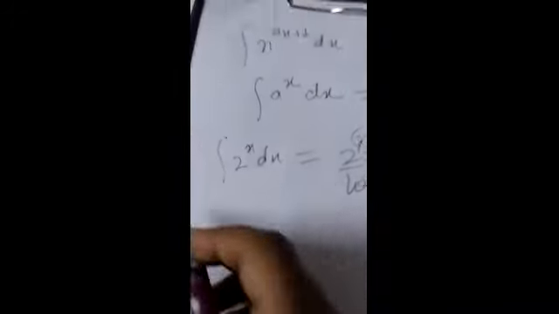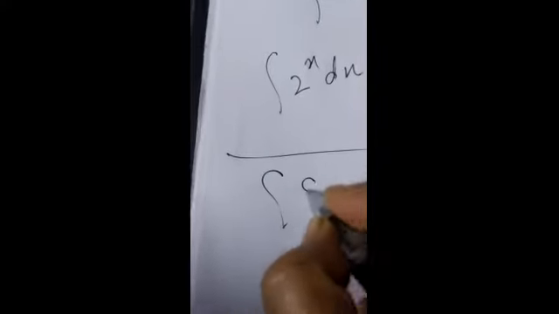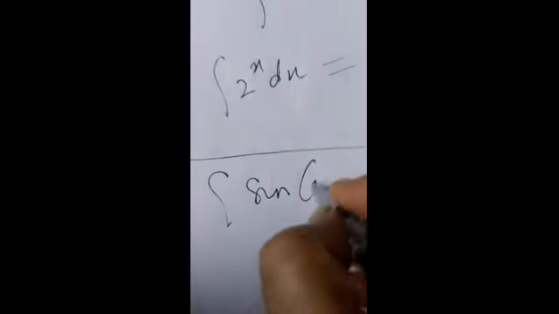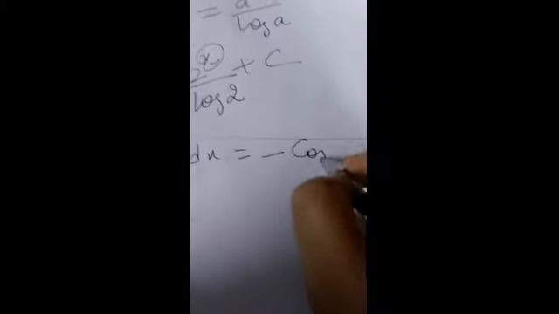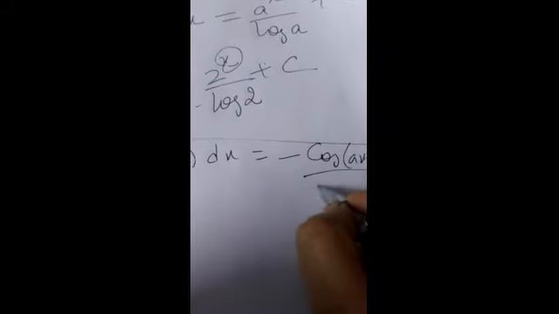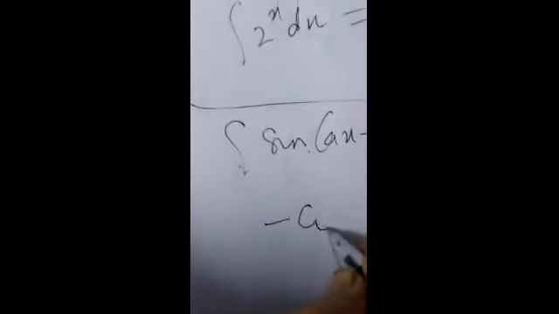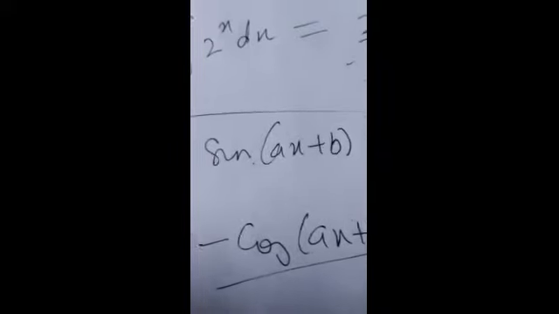The next rule, integration sin ax plus b. So what will be the answer? Integration of any sine function is minus cos. You will write minus cos ax plus b divided by ax plus b derivative. So minus cos ax plus b whole divided a plus c.